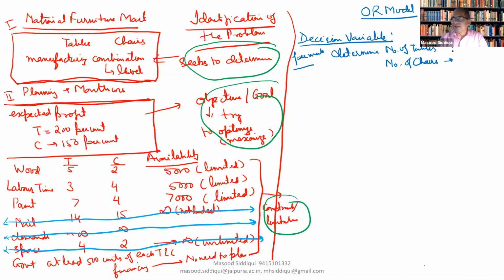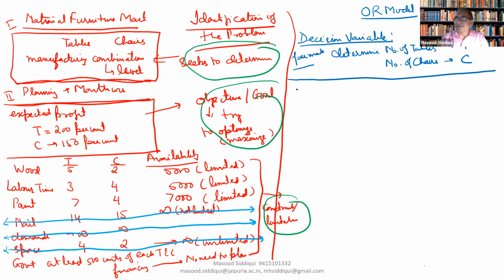And since we are developing a mathematical model, we assign mathematical symbols. So let us assign a mathematical symbol T, which denotes the number of tables that are to be manufactured per month, and C is the number of chairs that are to be manufactured per month. You can also express these variables in the form of x1 and x2. So these are the decision variables. They are used to take the decision. So this is the first part of any OR model.